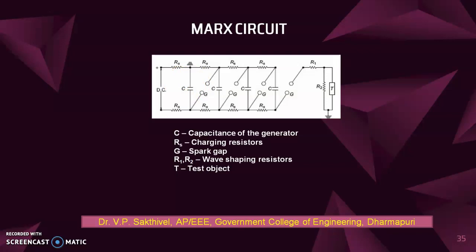Then when an impulse generator is discharged, the gaps are made to spark over simultaneously. In order to discharge, they should be short circuited by some external means. Then the discharge time constant should be very small, in the order of microseconds.